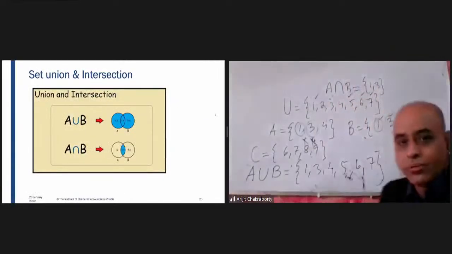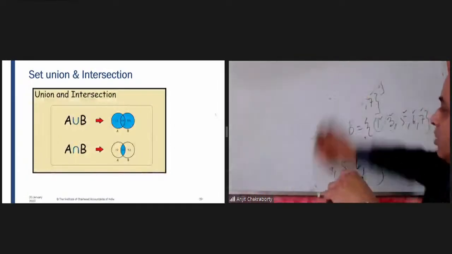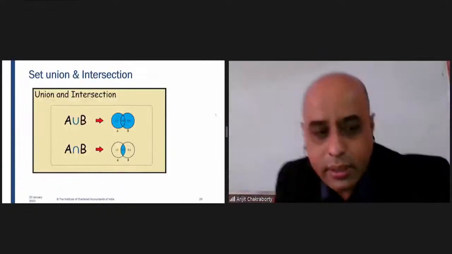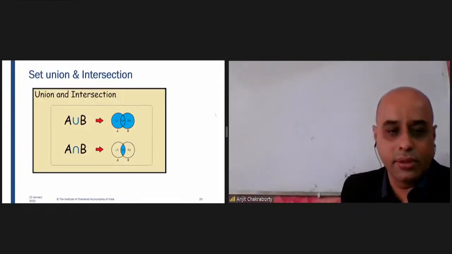So I will now go to the Venn diagram. What you see here is the Venn diagram, also known as Euler's diagram. It is a very simple concept, and this is one of the easiest chapters you have in your syllabus.